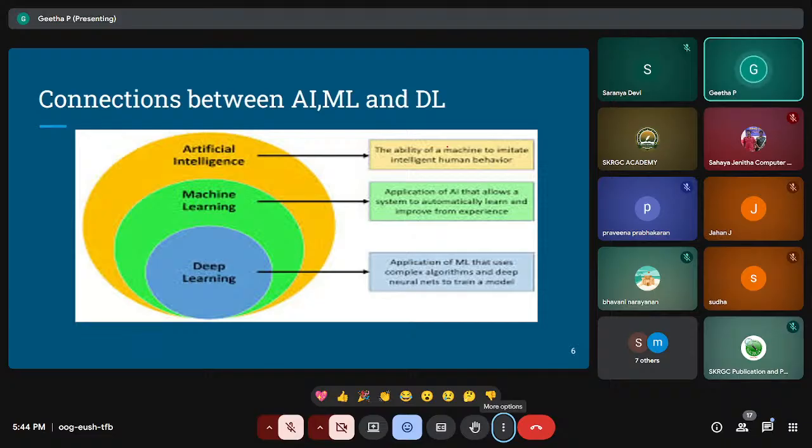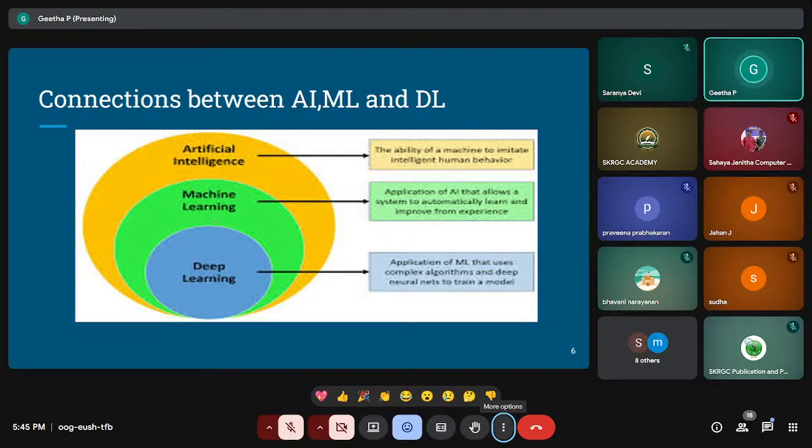So AI is the broadest field. It is mainly used to create machines that can think, learn, or act like humans. So many computers perform tasks that AI can make them do, which normally require human intelligence, for example reasoning, learning, or understanding language. Normally we use chatbots, expert systems, games, and so on.